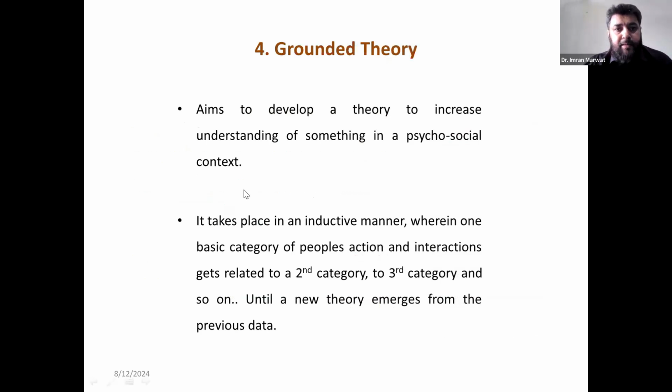Grounded theory is a bit tricky, because initially you have to interview in some area, you have to develop a theory, and then later on you have to keep on going, and different groups are involved. It is the most difficult study design in qualitative research. It aims to develop a theory to increase understanding of something in a psychosocial context. It takes place in an inductive manner, wherein one basic category of people's actions and interactions gets related to a second category and a third category, and so on.